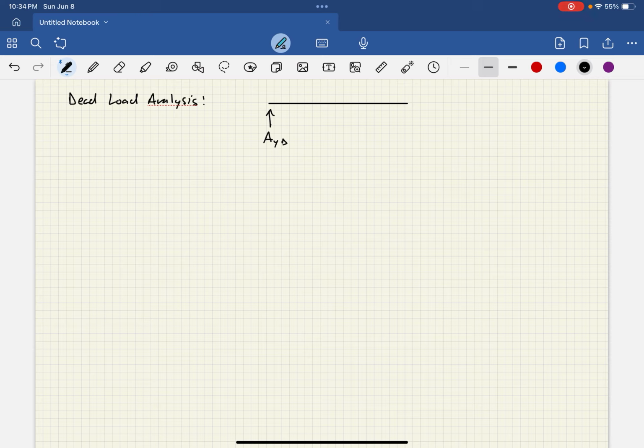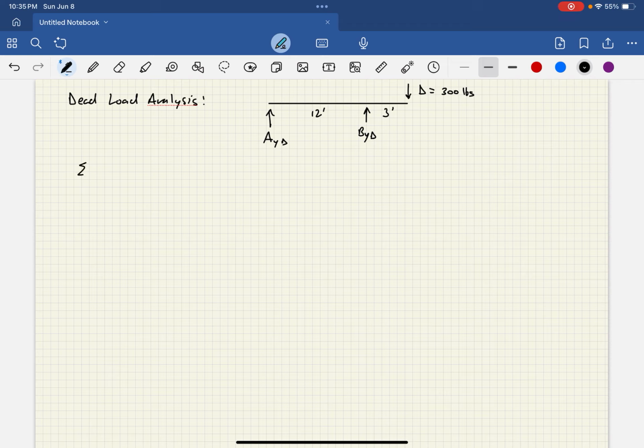And then I'm going to call this BY dead. And then I've got that dead load of D equals 300 pounds hanging out on that free end. And then, of course, that's a 12-foot length, and that's a 3-foot length. So how do I solve for AY dead?